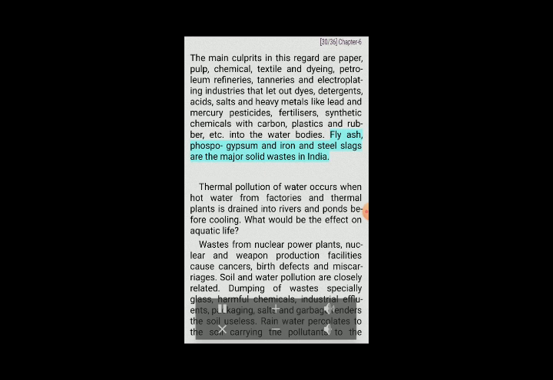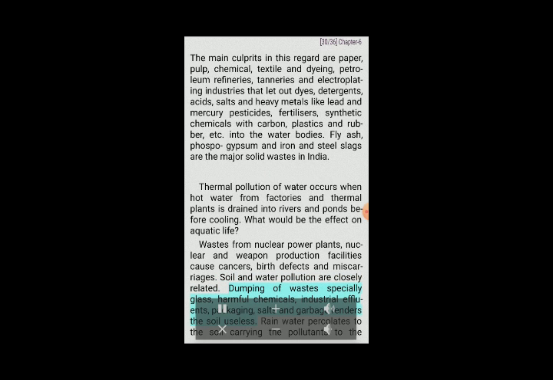Fly ash, phosphogypsum and iron and steel slags are the major solid wastes in India. Thermal pollution of water occurs when hot water from factories and thermal plants is drained into rivers and ponds before cooling. What would be the effect on aquatic life? Wastes from nuclear power plants, nuclear and weapon production facilities cause cancers, birth defects, and miscarriages.